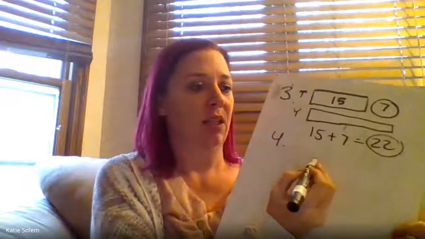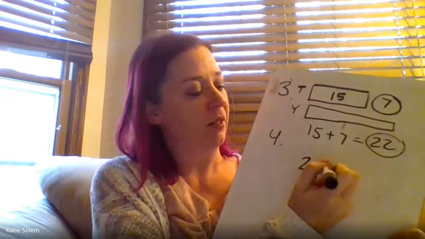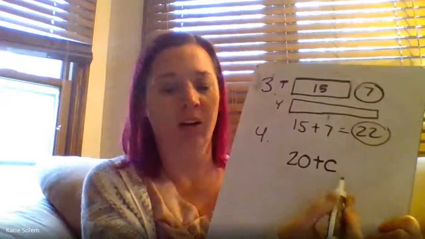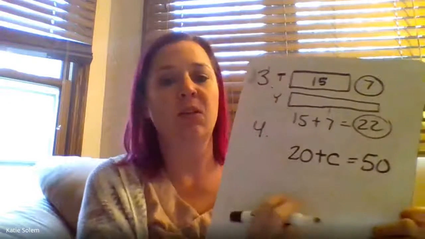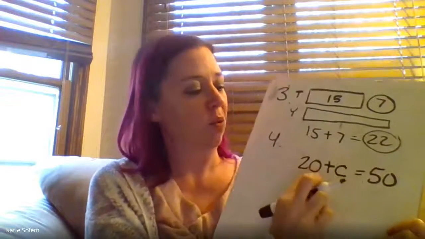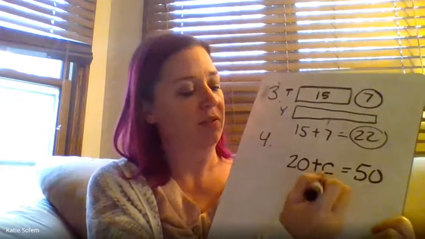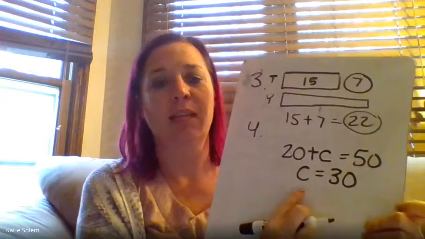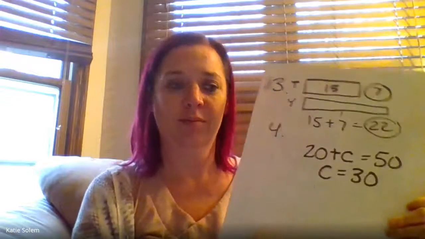Number 4, the school has 20 windows open. There are 50 windows altogether. How many windows are closed? So there are 20 windows open plus some number that are closed equals 50 windows total. Well, 20 plus what will get us to 50? C equals 30. So those are some examples of word problems that you would use addition and subtraction for. I'm going to go over quickly when you would use multiplication and division.